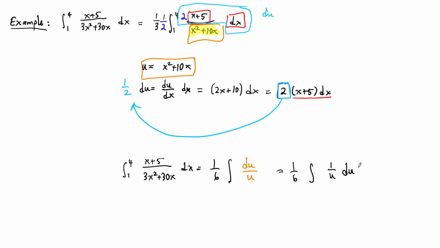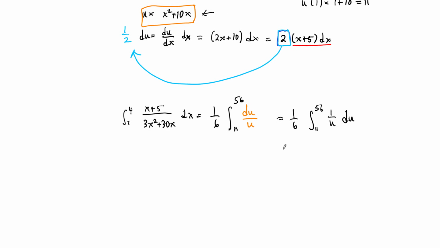Before we write it down and compute it, let's make sure we change our limits, right? So we have to plug the boundaries into u and see what happens to them. So u of 4 is going to be our new upper bound. When you plug in 4 to this formula, you get 16 plus 40, or 56. u of 1, the lower bound, becomes what? 1 plus 10, so 11. And so our new boundaries of our integral with respect to u are from 11 to 56. Okay, and once we've done this, now we don't have to go back to x at all.